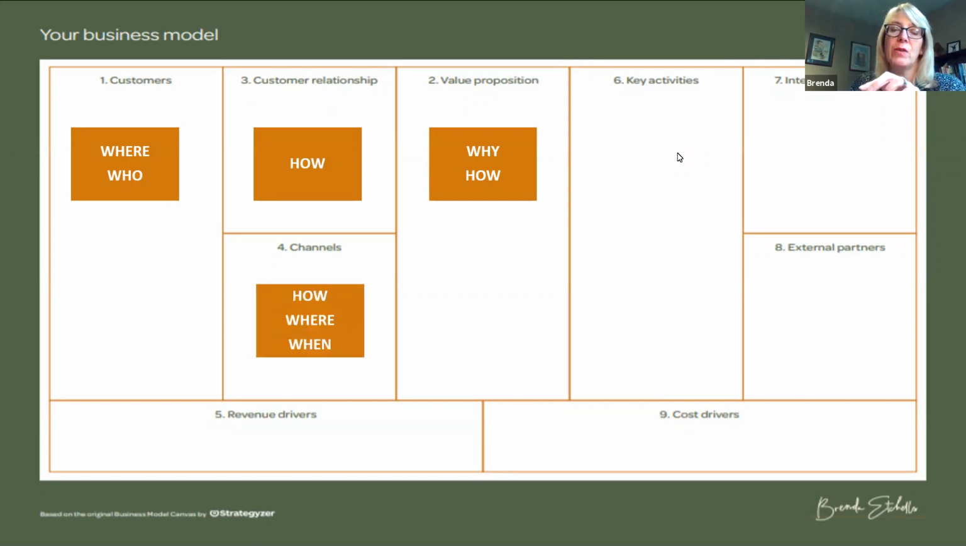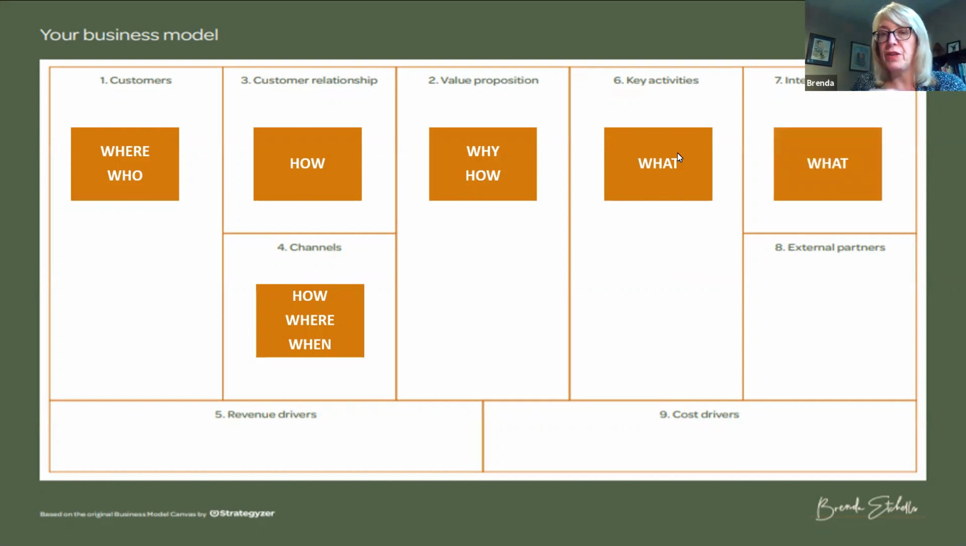And in terms of channels, how are you reaching your customers? Where are they? And when are you using particular channels? Are you using a route to market for customer acquisition, but then are you servicing them through different channels? In the background, we've got what you actually need to do to make your business function, what resources you need, and who do you need to work with outside your business to make your business work.